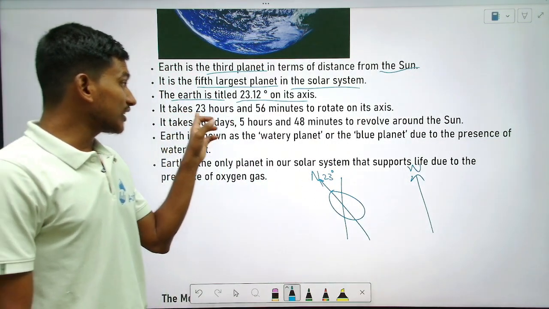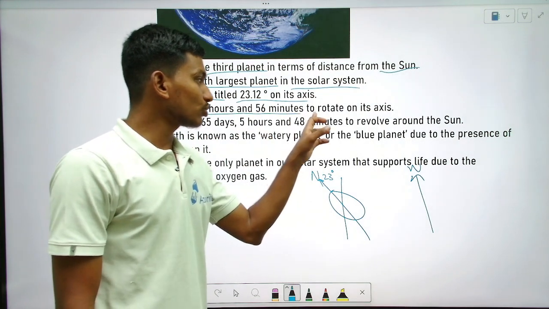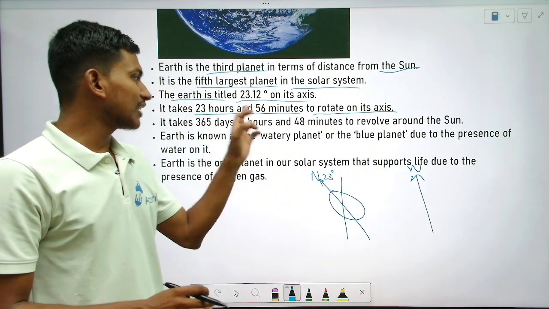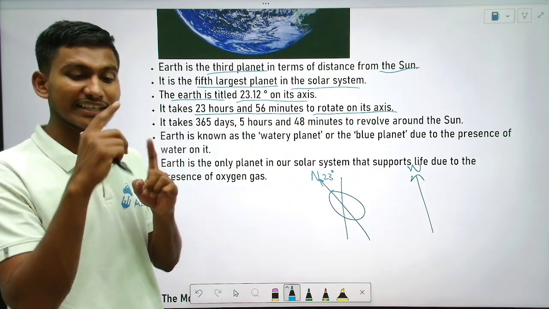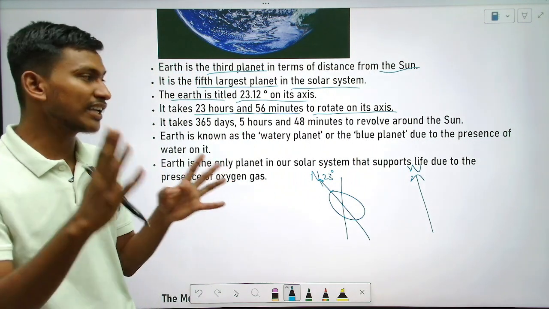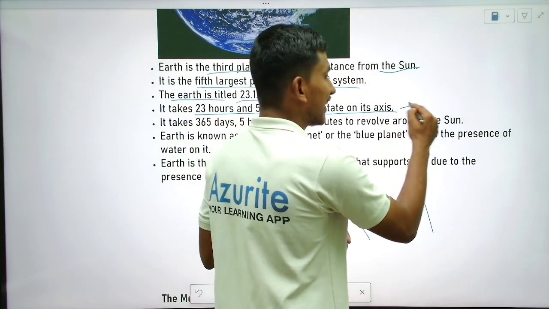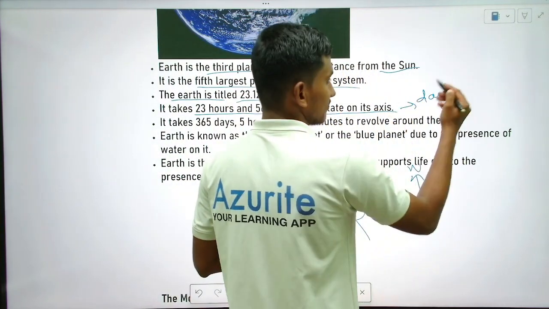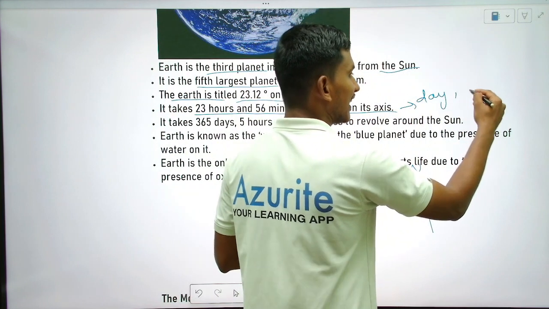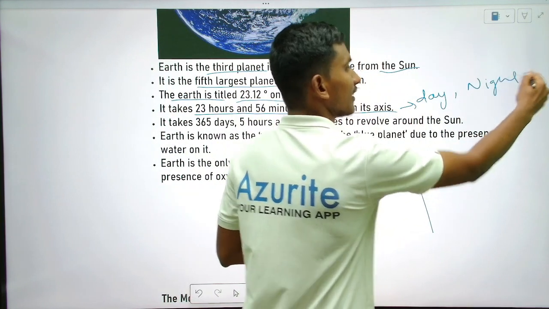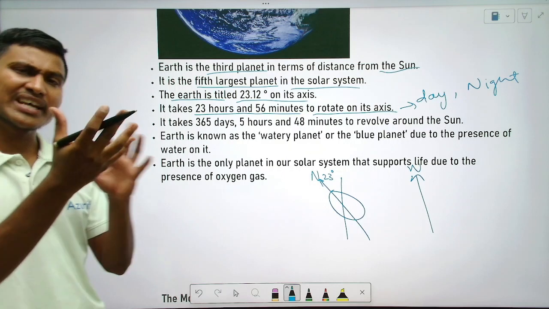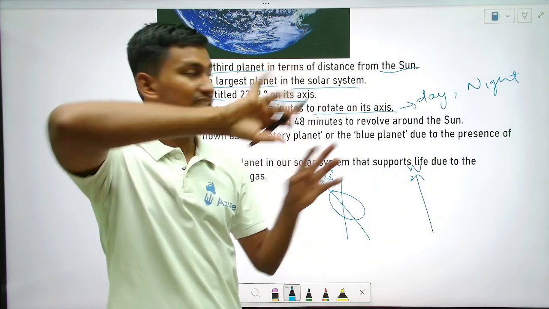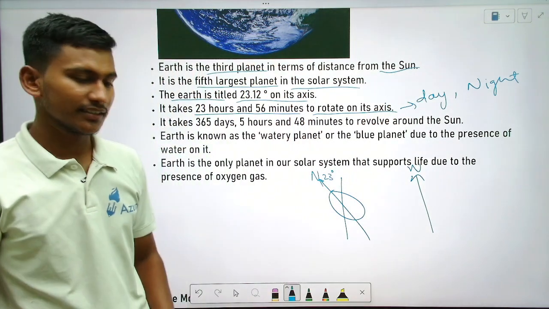It takes 23 hours and 56 minutes to rotate on its own axis. That is one day we say. That is why we get day and night, right? Because of the rotation, we get day and night on the Earth. When we face towards the sun, we get day. When we move away from the sun, we get night, right? Okay, good.